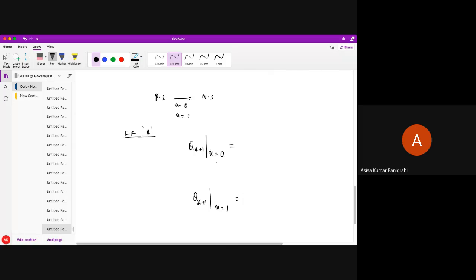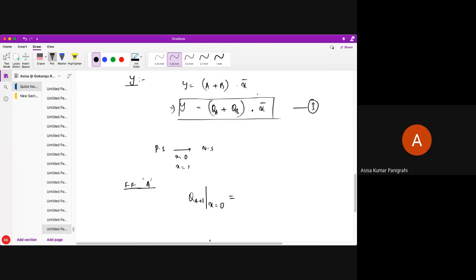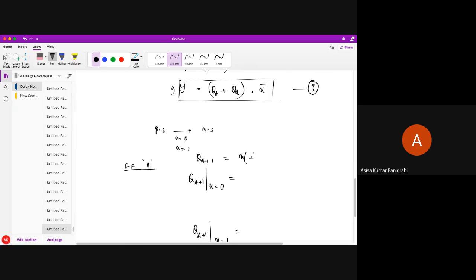Okay. As we know from equation number 1, what is my QA plus 1? It is X or X and QA or QB. So I just put in those values. With x equal 0, it is 0 and QA or QB. If I do an AND operation with 0, I get 0. So finally I have got QA plus 1, the transition equation at x equal 0 for the A flip-flop, which is 0.